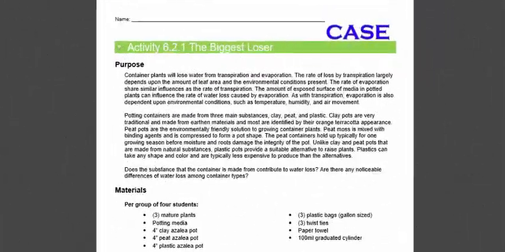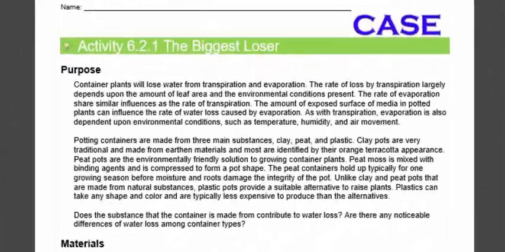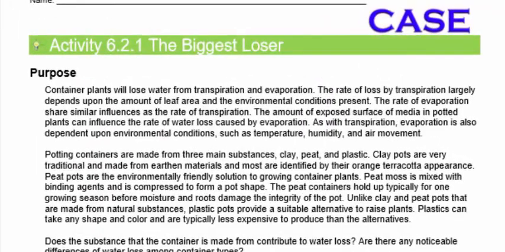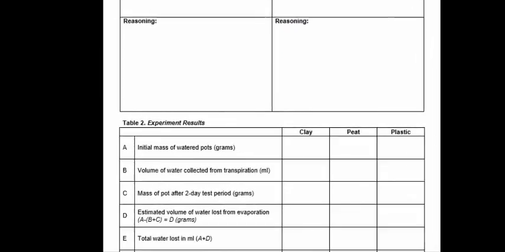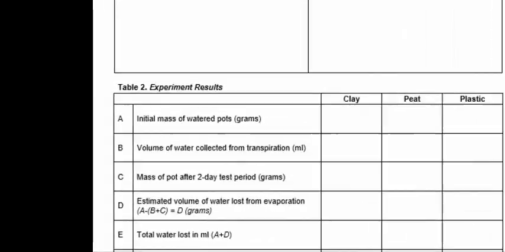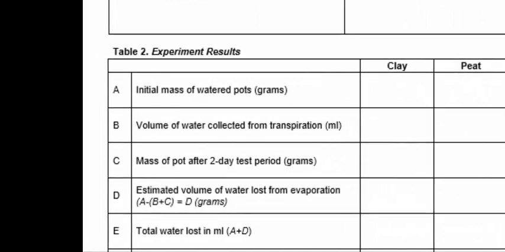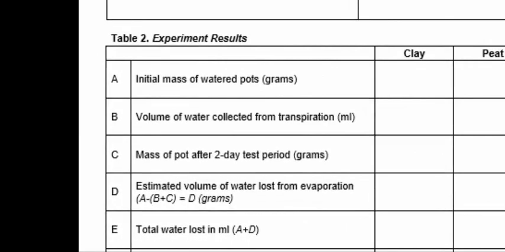Through Activity 6.2.1, The Biggest Loser, you will determine the rate of transpiration and evaporation for different plant containers. This will help you to understand how water loss can be managed in growing environments. Your teacher will provide instructions for setting up the experiment.